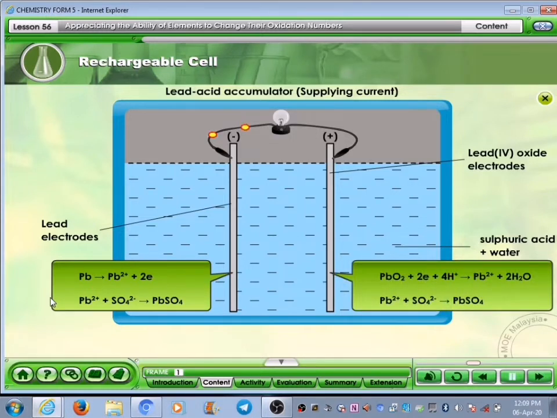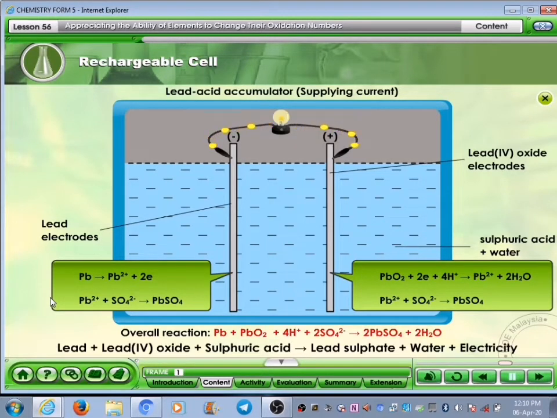whereas at the positive terminal, each lead(IV) oxide molecule received 2 electrons in the presence of 4 hydrogen ions and is itself reduced to lead(II) ion and 2 molecules of water. The lead(II) ion then combines with the sulfate ion to form an insoluble lead(II) sulfate. Thus, lead underwent a change in the oxidation number from +4 to +2.